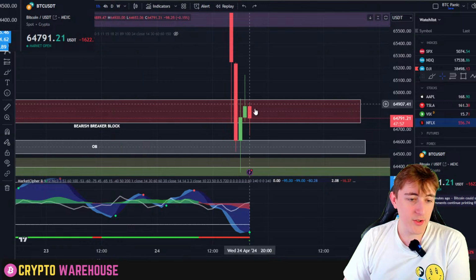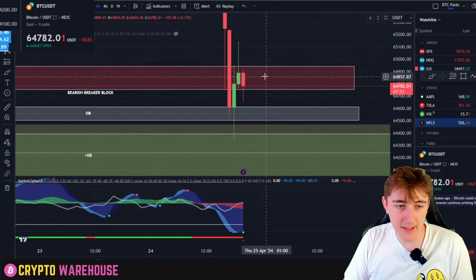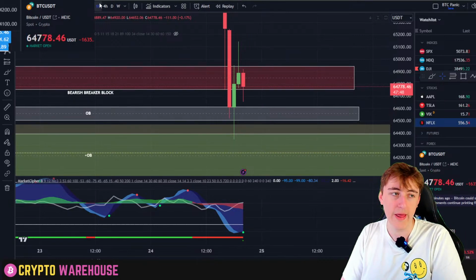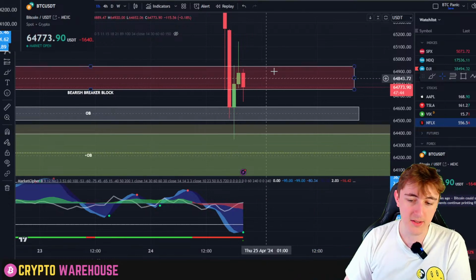So we could crab a bit below this breaker block, maybe slip below, maybe to use this order block. I just think we're stuck in here for a bit, not too long. I don't think it's going to take too long. We're on the 1 hour anyway. I don't think this is going to take hours and hours, or days and days and days. It might be a couple hours.